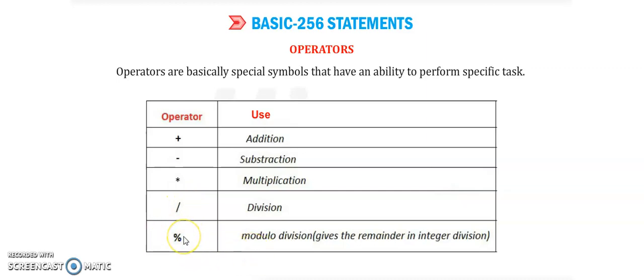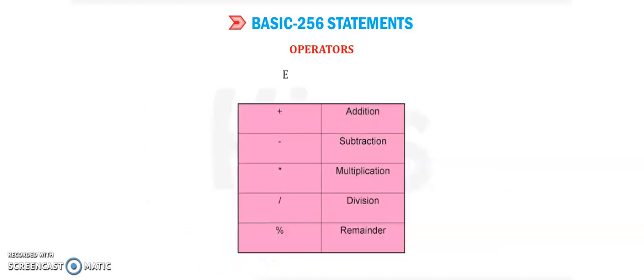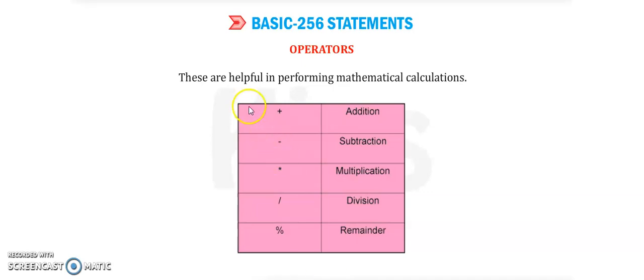And for the remainder, the sign is called modulus division. It gives the remainder in integer division. So these are the operators we use. Plus, minus, division sign, and this asterisk are operators. They are helpful in performing mathematical calculations.